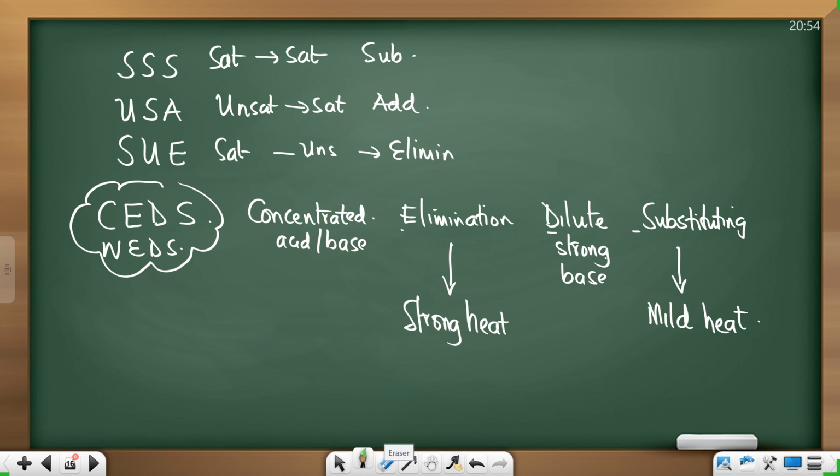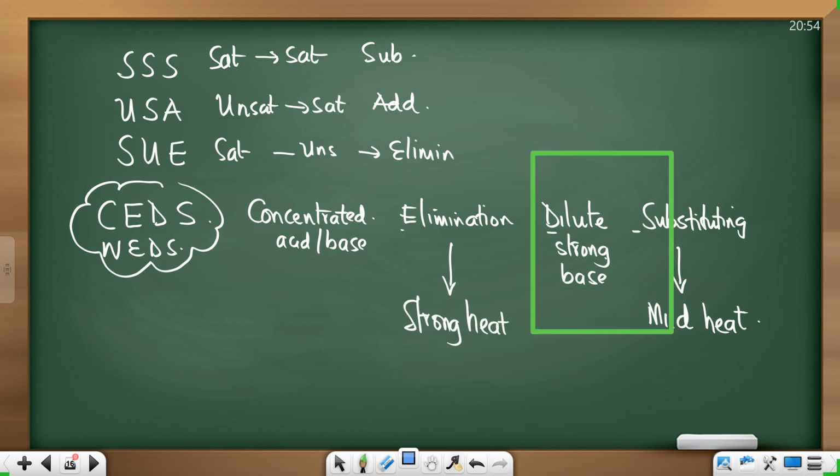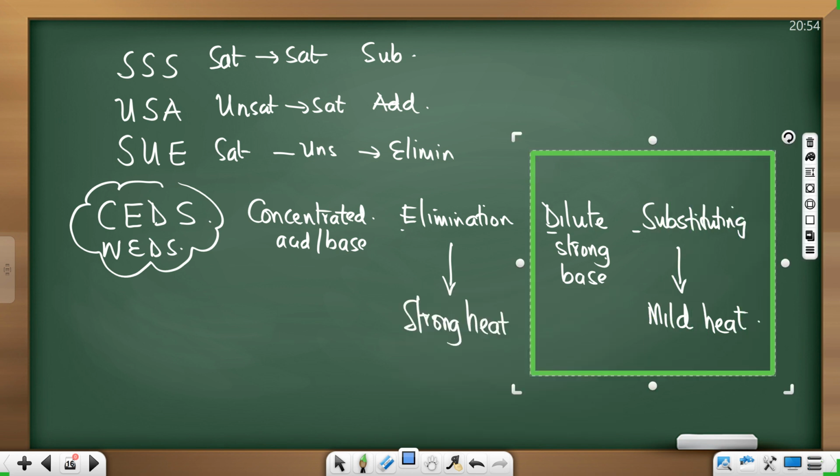I don't know if you see your answer here. Look at what the conditions are for a substitution reaction. Have you seen your answer? Dilute strong base. Dilute strong base and mild heat. CEDS.